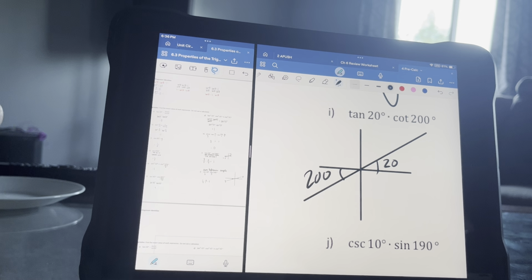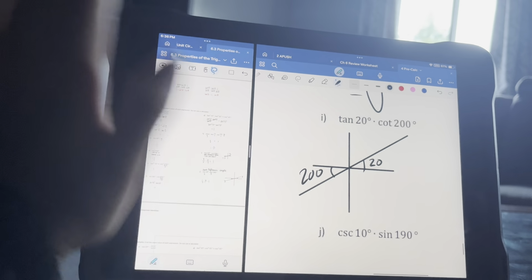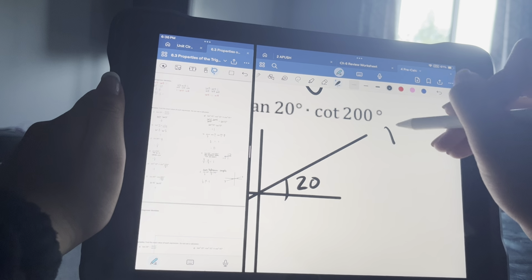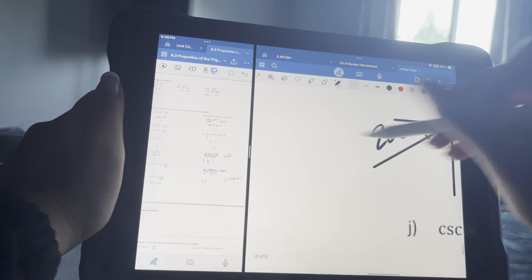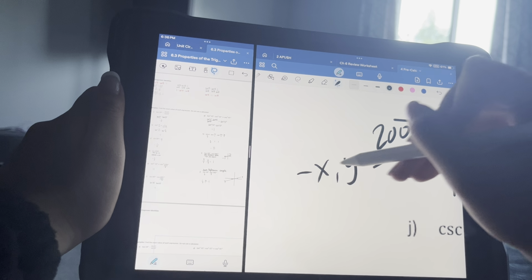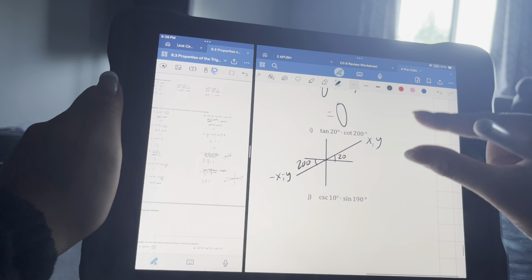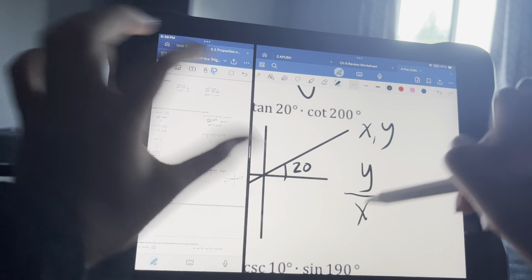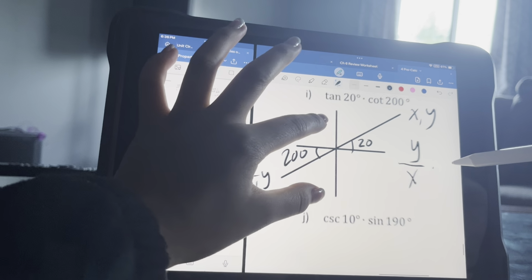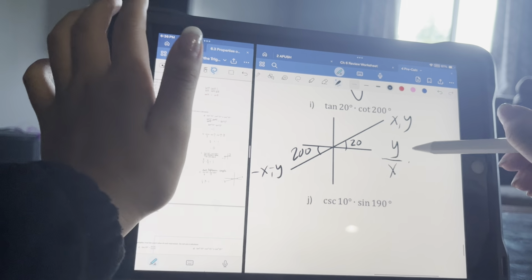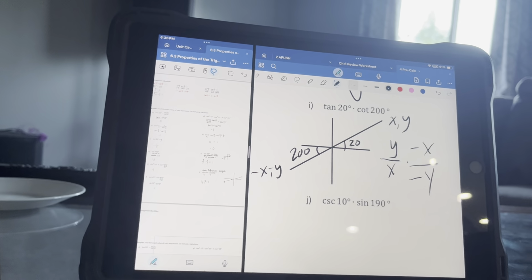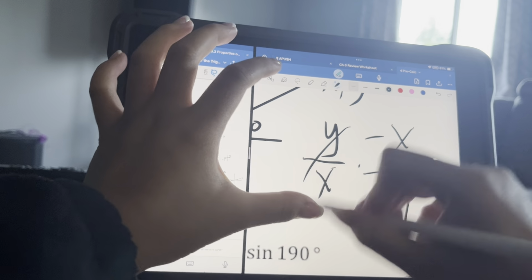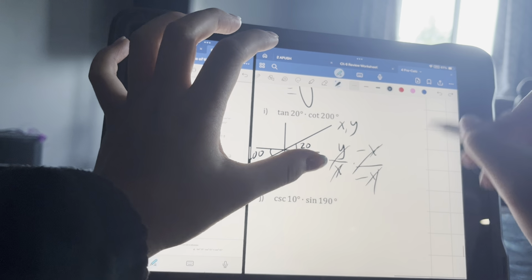Well, 20 and 200, neither of them are on the unit circle, so can't do anything with that. We do know that these coordinates will be positive, but these coordinates will be negative. We don't even need any numbers for this math because the tangent of 20, tangent is y over x, times cotangent of 200. Cotangent is x over y. These cancel. Whoa. These cancel. Your answer is 1.